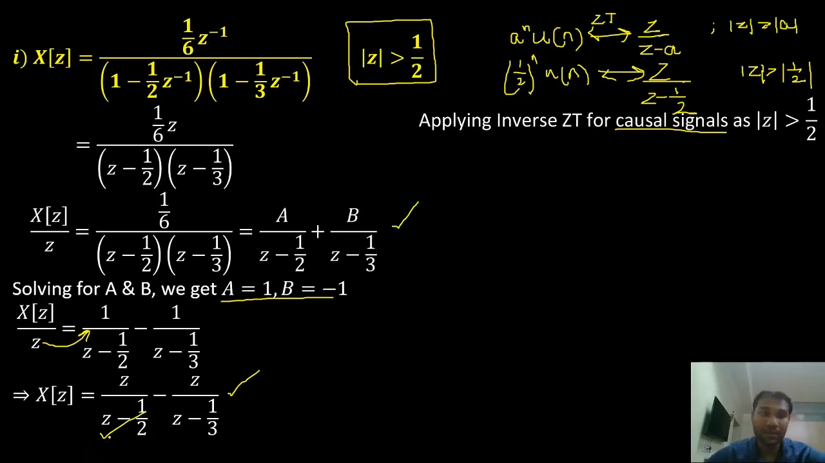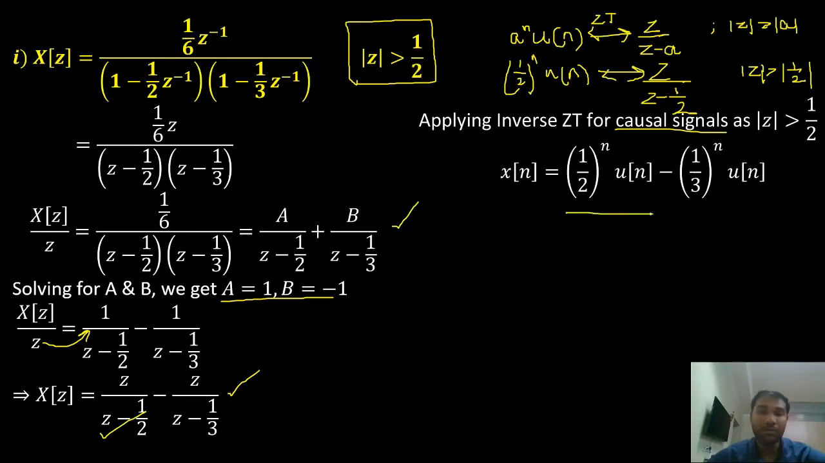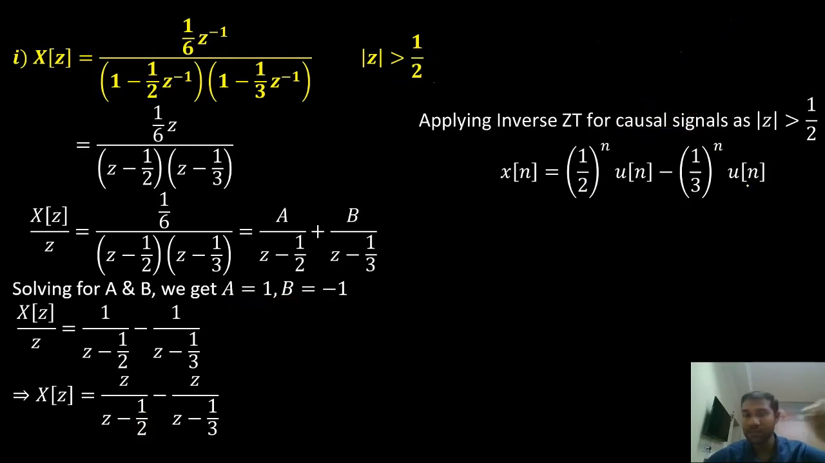So my first term inverse I can write as 1 by 2 power n into u of n, and the second term is going to be 1 by 3 whole power n u of n. So that is how I can get the inverse z transform. This is the closed form solution.